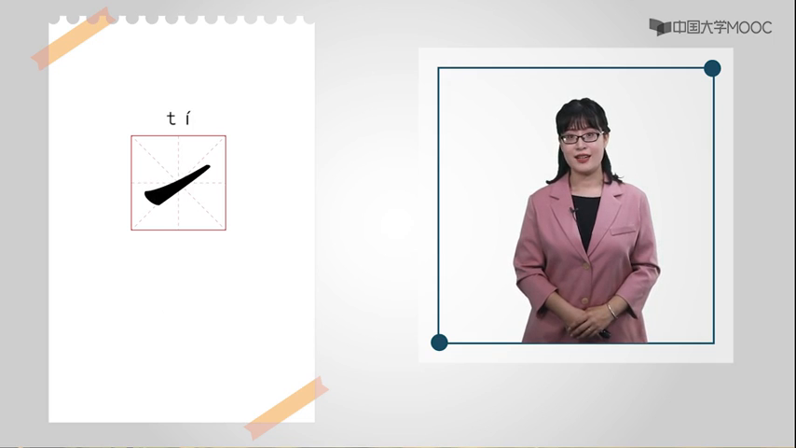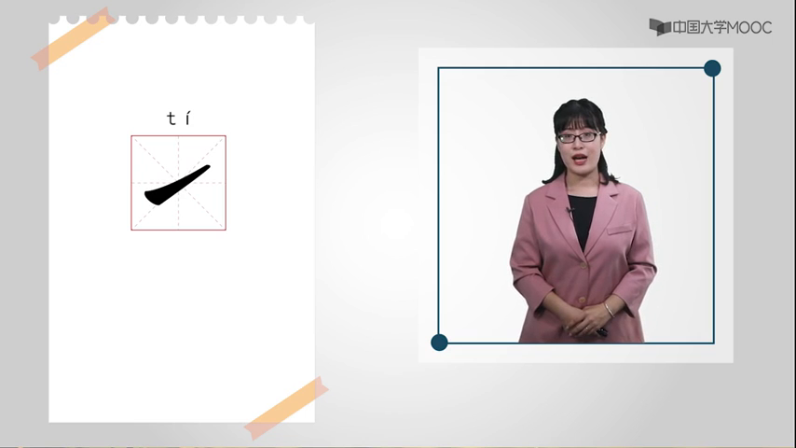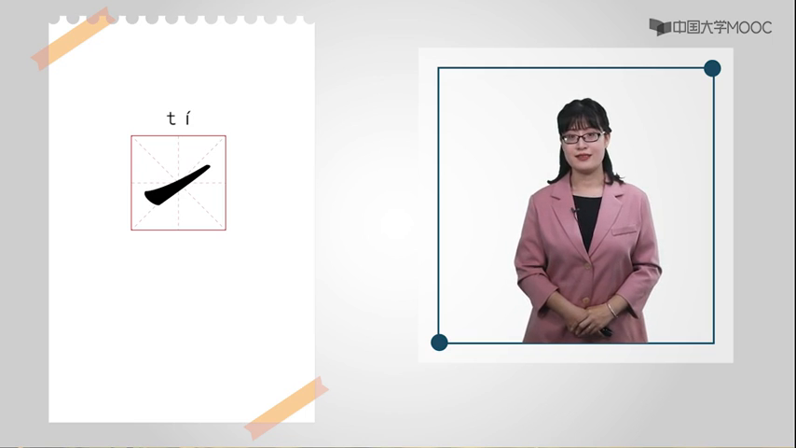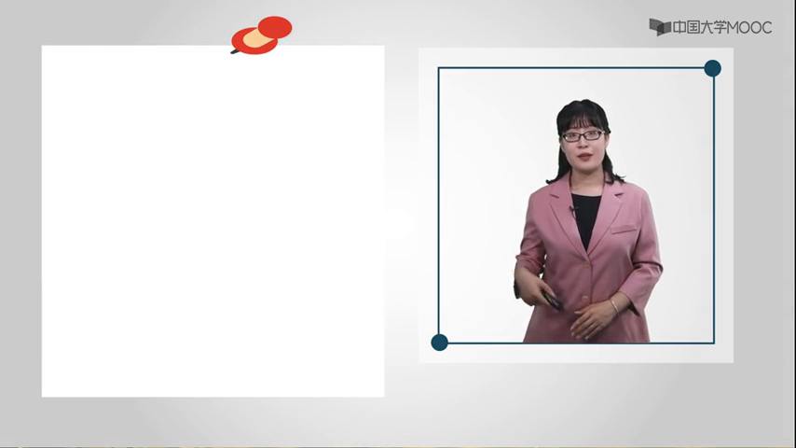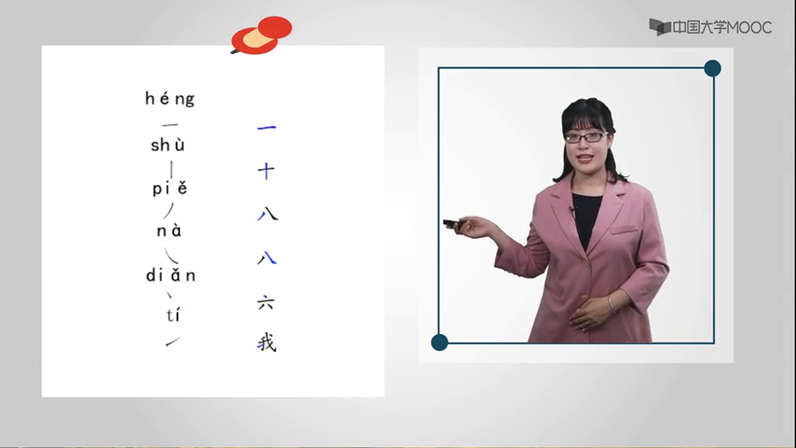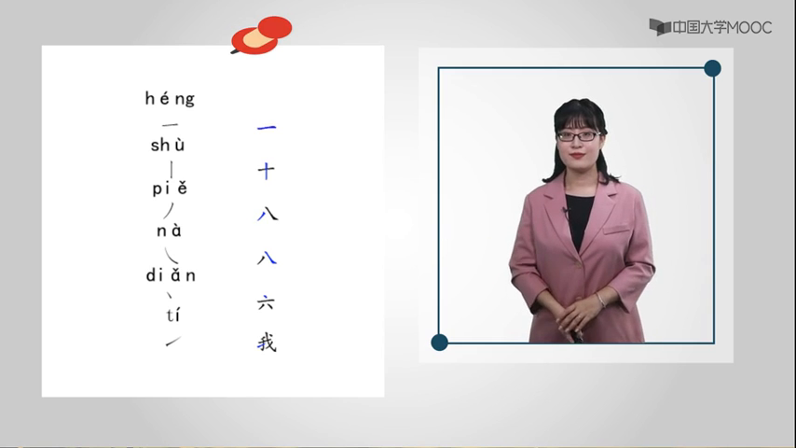提. The stroke 提 writes from bottom left upward to top right. Like the fourth stroke of 我, which means I, me. Here are the basic strokes we have learned today. Have you got it?